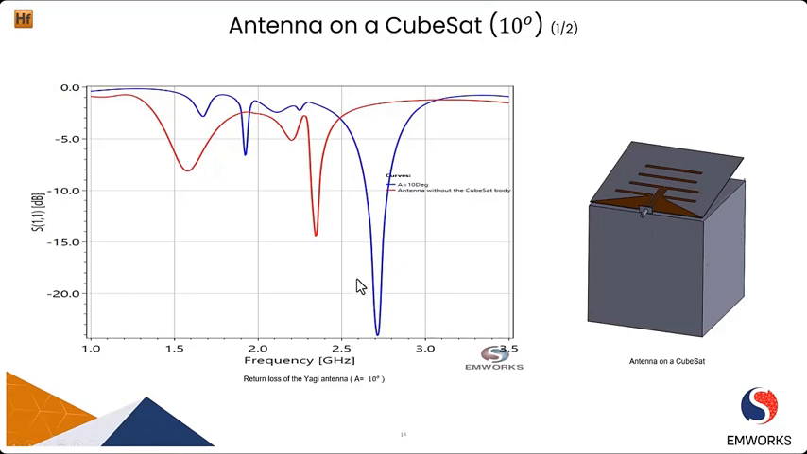Looking at the return loss plot on the left, we can clearly see there is a change in the resonant frequency. As we bring the antenna closer to the CubeSat, there is now stronger coupling between the antenna and the CubeSat, and this results in detuning the resonant frequency of the antenna.